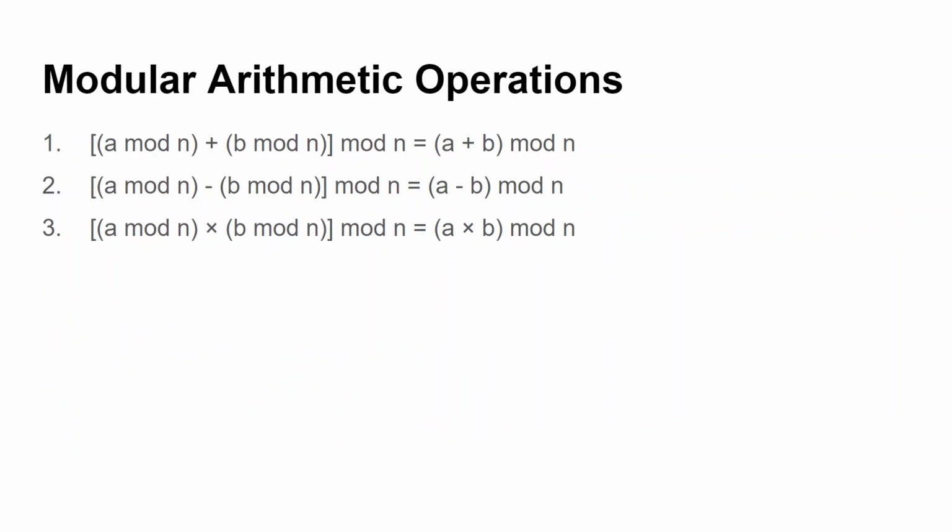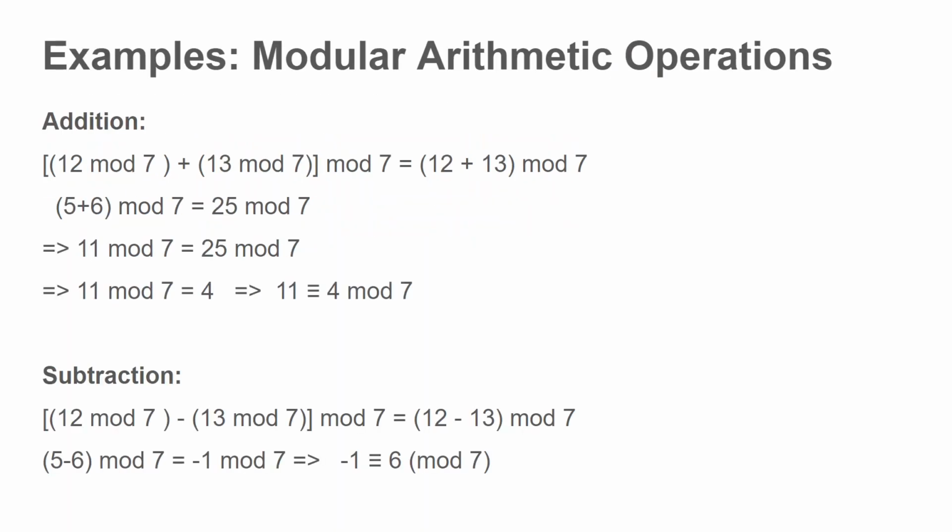And there are some modular arithmetic operations. So (a mod n plus b mod n) mod n is equal to (a plus b) mod n. Then for subtraction, (a mod n minus b mod n) mod n is equal to (a minus b) mod n. Then the multiplicative property: (a mod n times b mod n) mod n is equal to (a times b) mod n. Now let us discuss some examples.